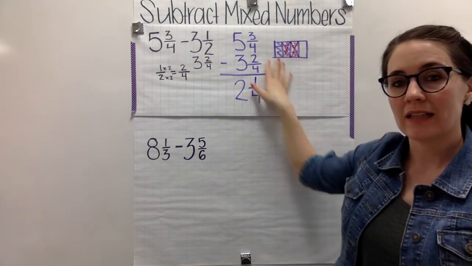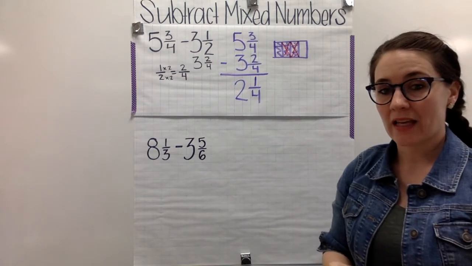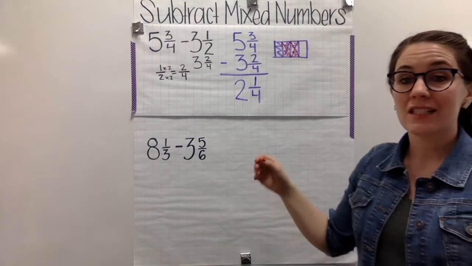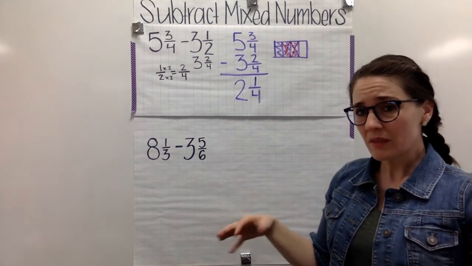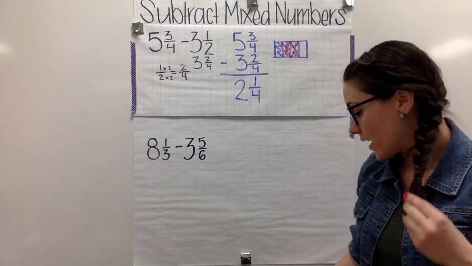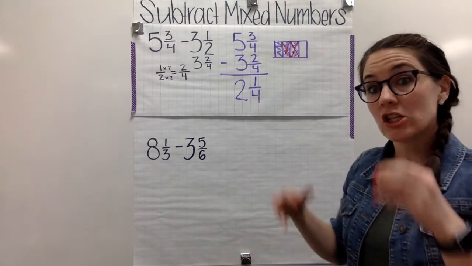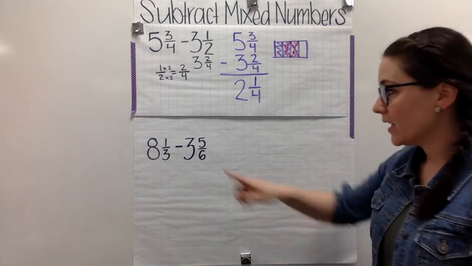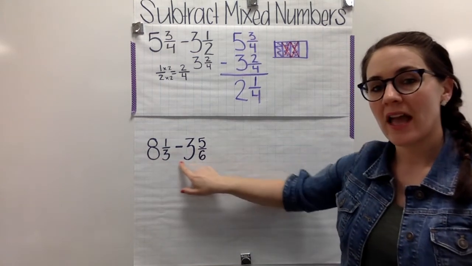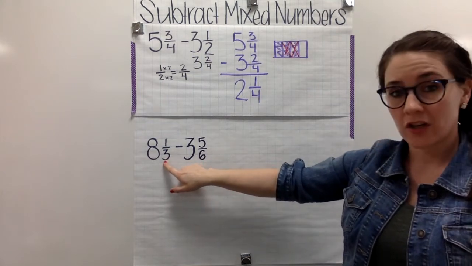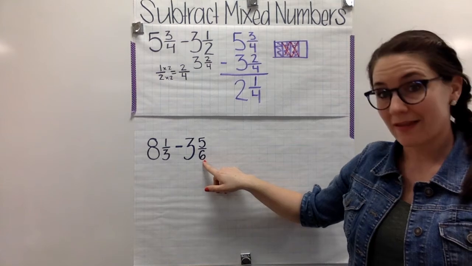So that example does not involve any ungrouping. Now we're going to take a look at an example that does involve that. Many of the steps are the same, but there's one additional thing that we need to make sure we do. So again, I have 8 1/3 and I have 3 5/6. Now, my thirds and my sixths are not the same size.